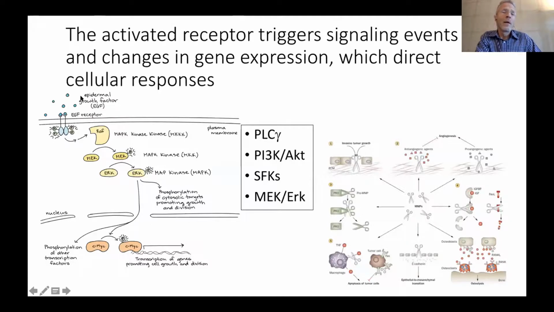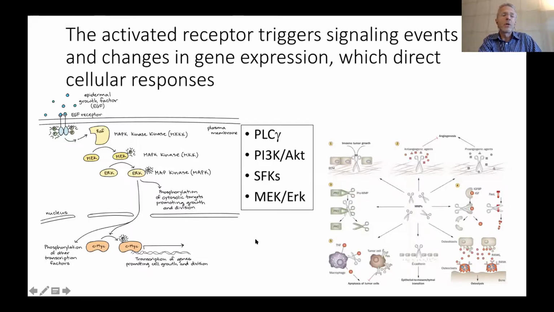Okay, so here are illustrations of these 2 points. The first point is that the receptor, once it binds ligand, gets activated, starts phosphorylating itself and other molecules. It engages signaling molecules and pathways such as these listed here. These then traverse the cytoplasm and get to the nucleus, where it changes gene expression.